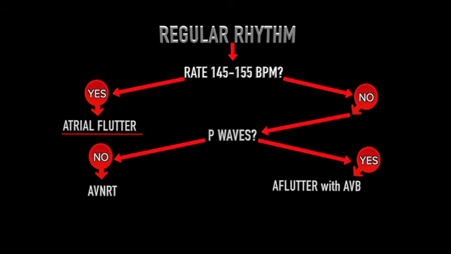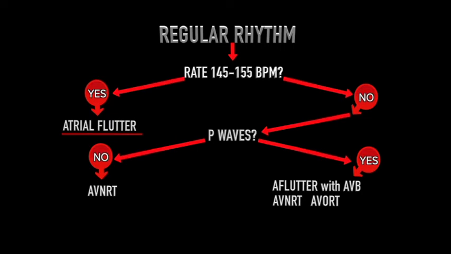If you do see P waves, then you look to see if the relationship between the R and P waves is normal. If the RP interval is unusually short, then it suggests that atrial depolarization is linked to ventricular depolarization and the rhythm is a reentrant tachycardia. By far and away, the most common reentrant tachycardia is common AV nodal reentry tachycardia.